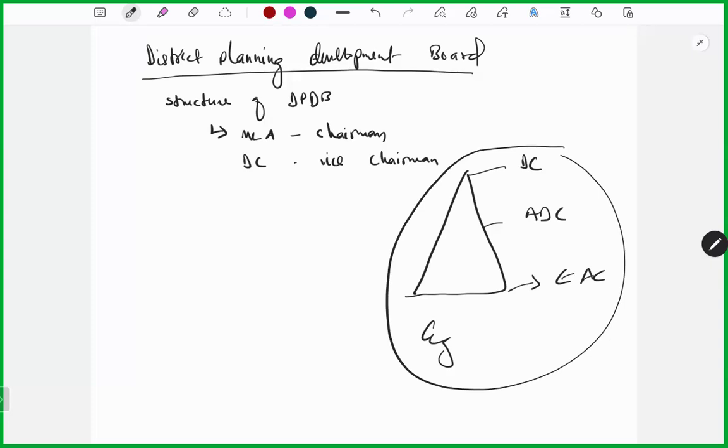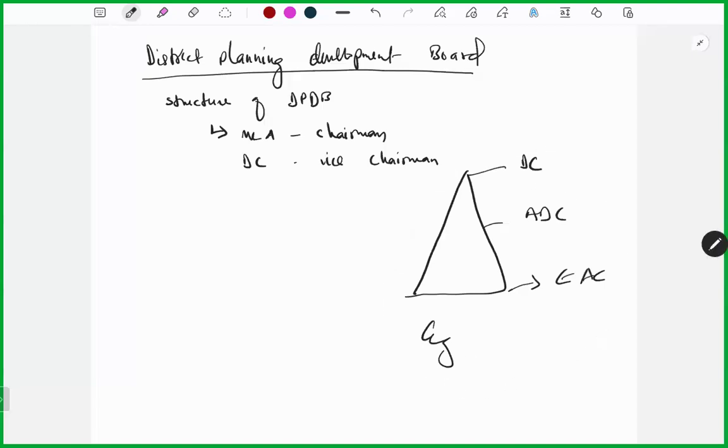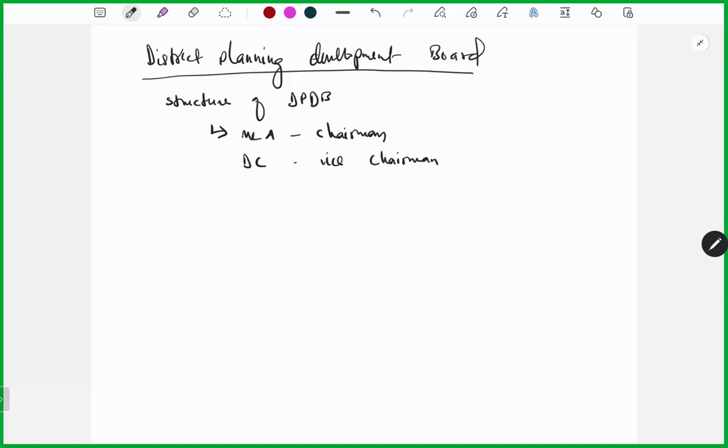So this is a chain of command where the DC commands the ADC, and he also supervises the ADC. Then the ADC commands and supervises the EAC. That is the chain of command. So the chain of command is one of the components of the hierarchy. It was very simple but very good, so I gave her 2 marks. Now, hierarchy is a part of public administration.